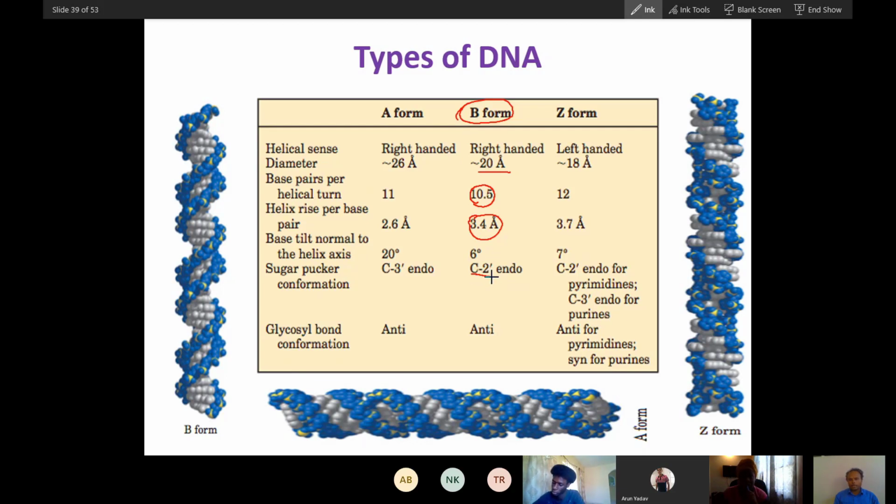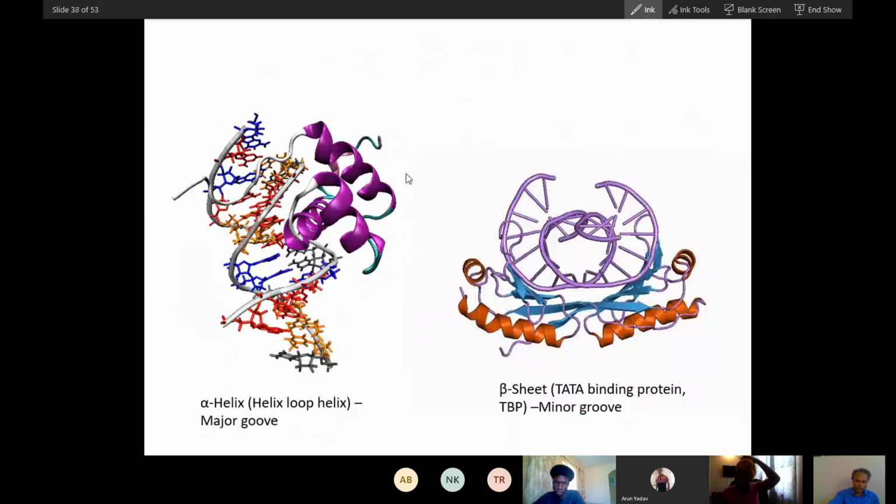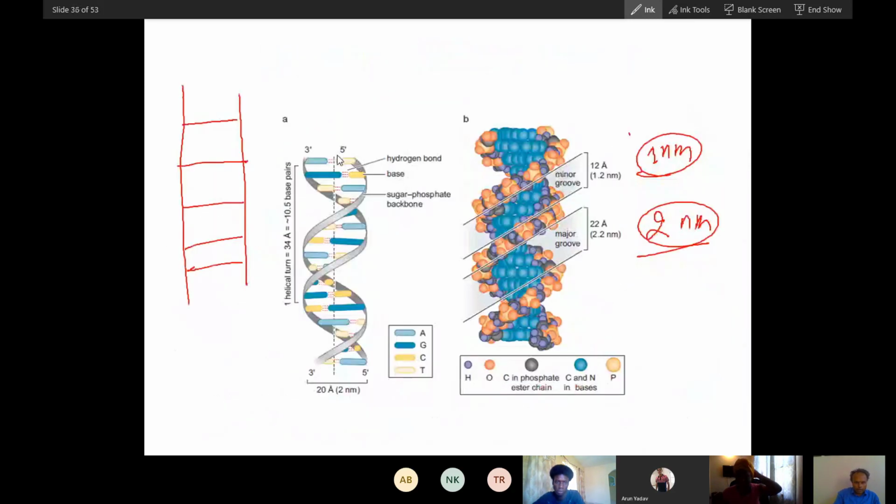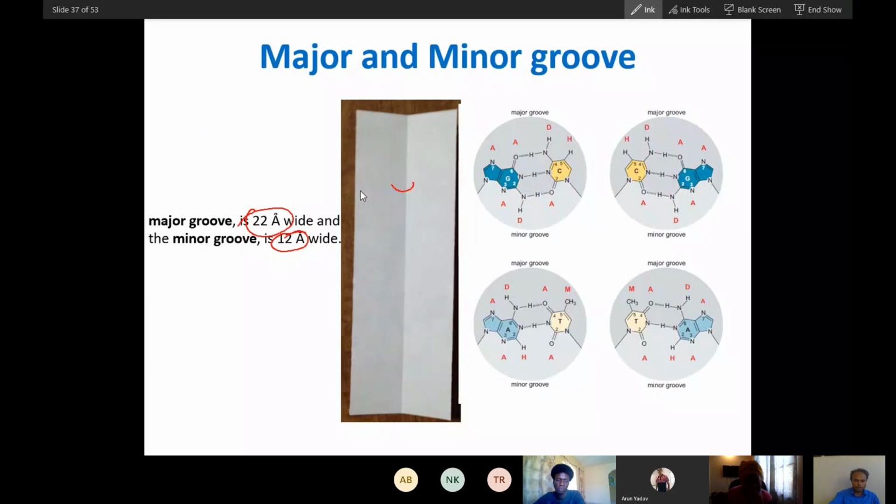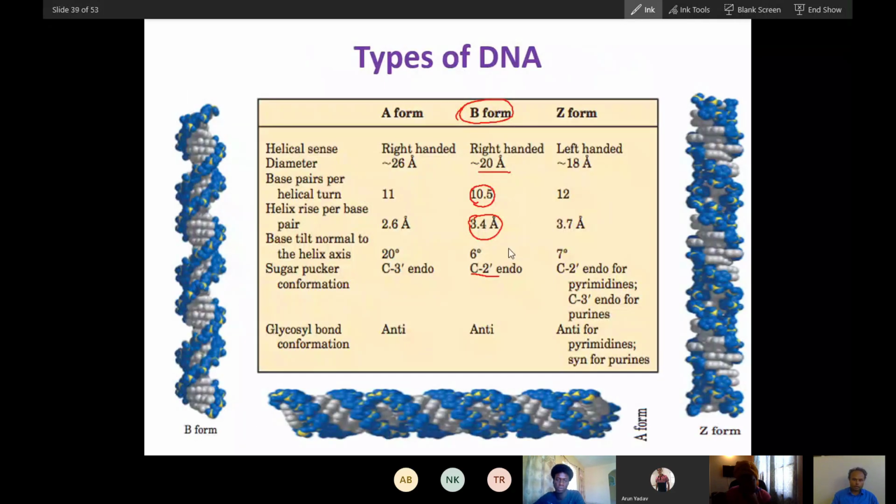The pucker is C2 endo-pucker, and this base is positioned according to this helix. If you consider this as the helix here in DNA, you can see this is the DNA helix. The base is slightly tilted about this helix. If you draw a perpendicular line like this, it is about 6 degrees tilted. So the base is tilted only 6 degrees to the axis.